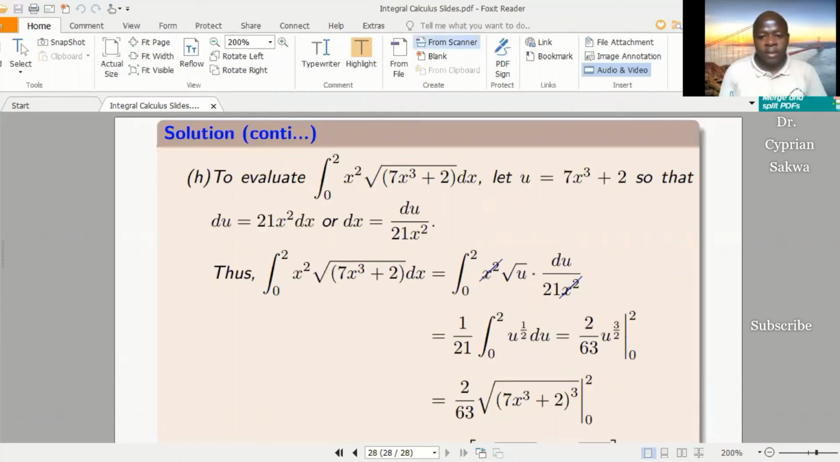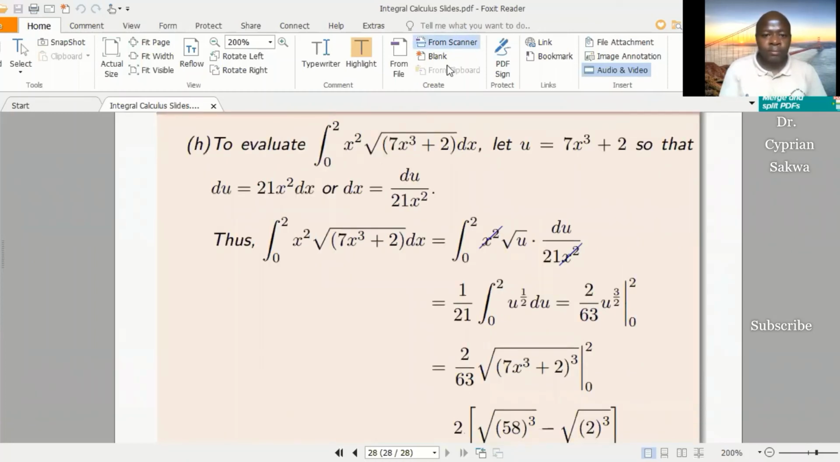Now the last question, let's look at the last question. Just the same reasoning: I let whatever is under the root be equal to u. So let u be whatever is under the root, and differentiate both sides to get du equals 21x squared dx. And divide by 21x squared on both sides to make dx the subject. So what you have is that dx will be du out of 21x squared.